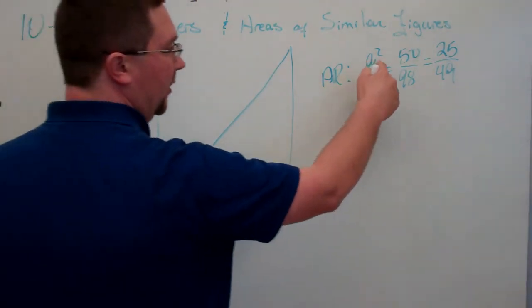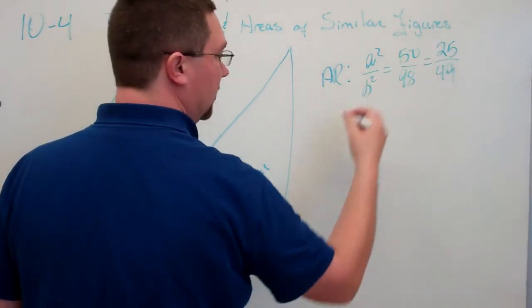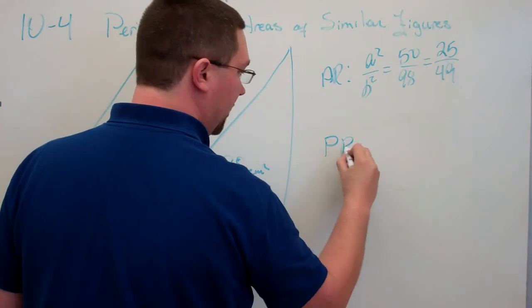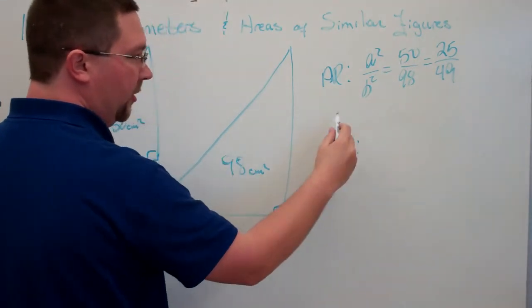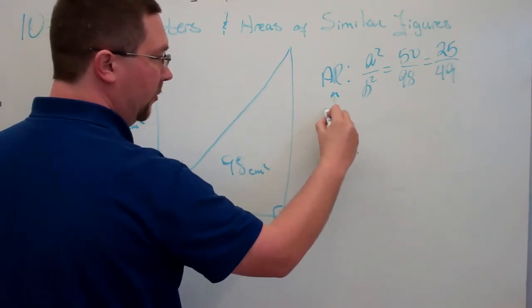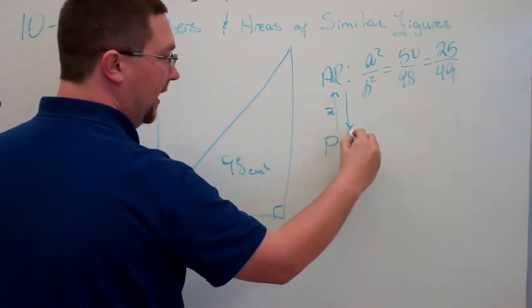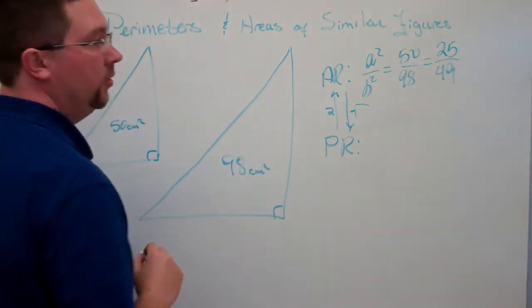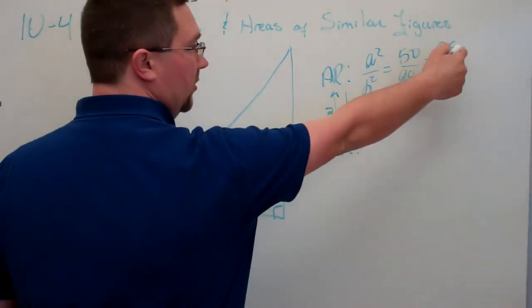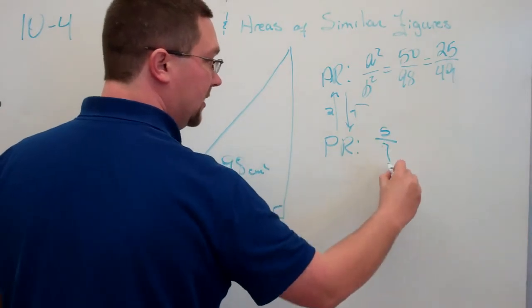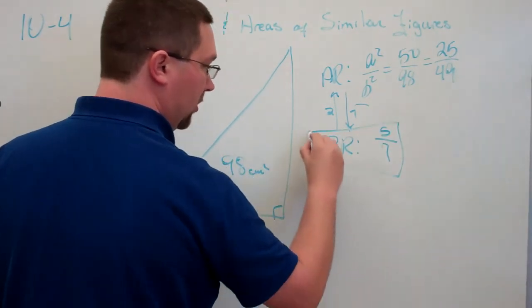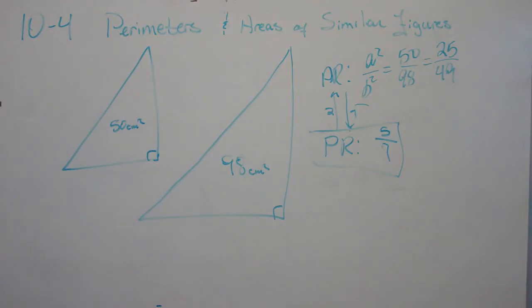Well, to find our perimeter ratio, when we go from the perimeter ratio to the area ratio, we square it. But to go back, we're going to be taking the square root. Alright? So the square root of 25 is 5. The square root of 49 is 7. So our perimeter ratio is 5 to 7.